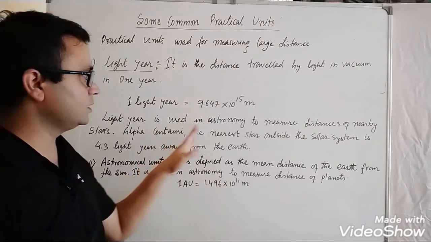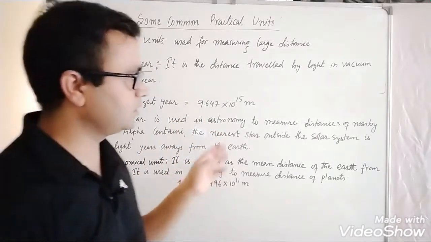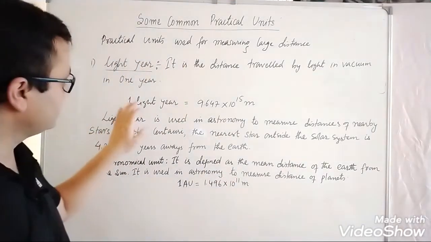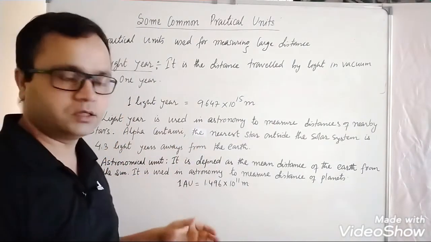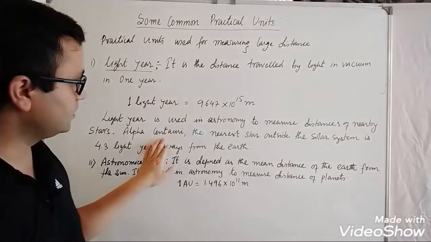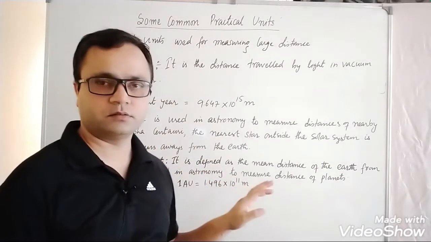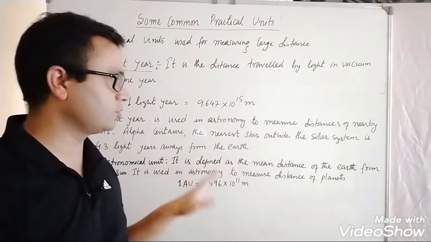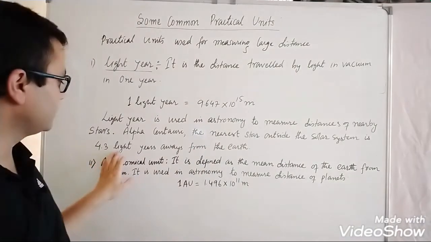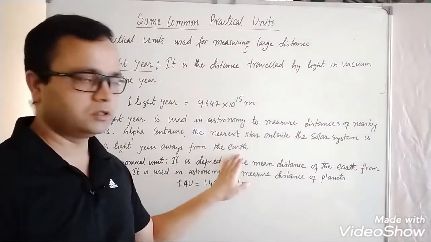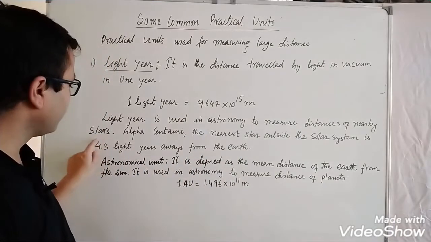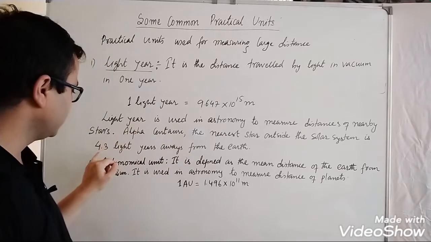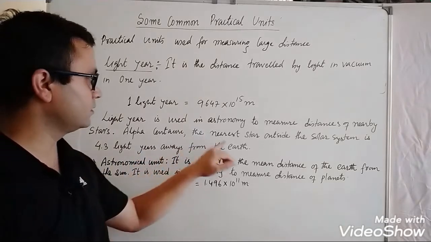The light year is used in astronomy to measure the distance of nearby stars. Alpha Centauri is the nearest star outside the solar system. It is 4.3 light years away from our Earth.